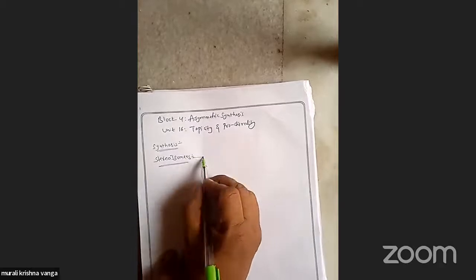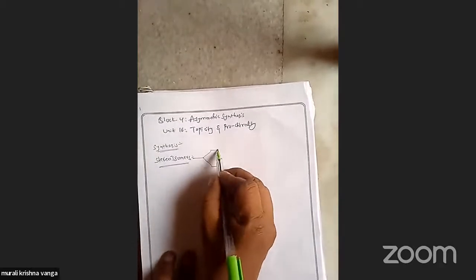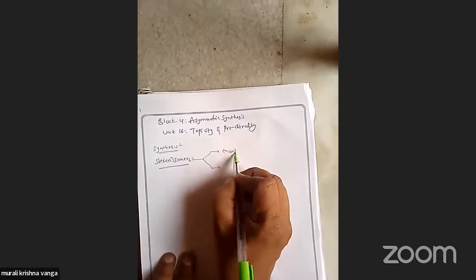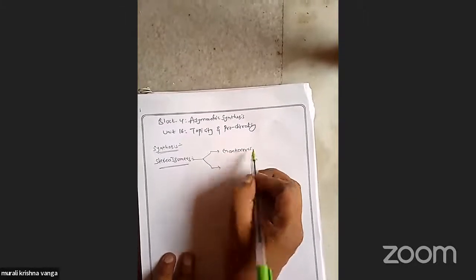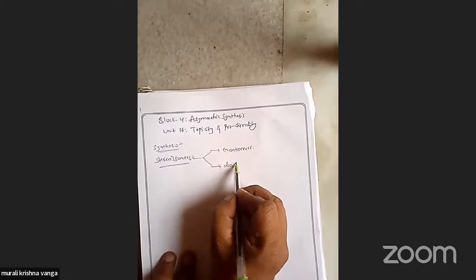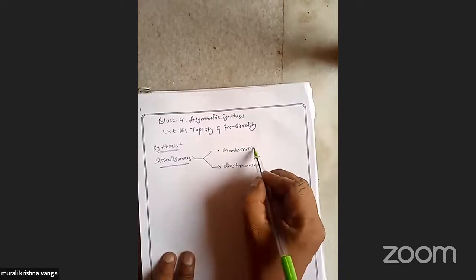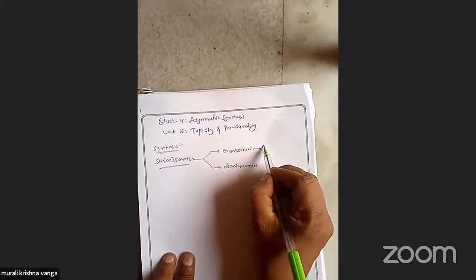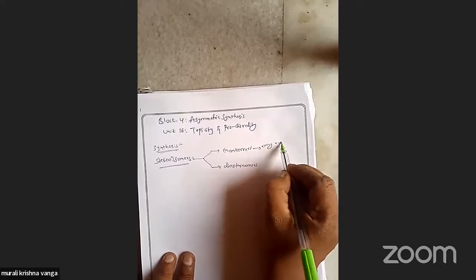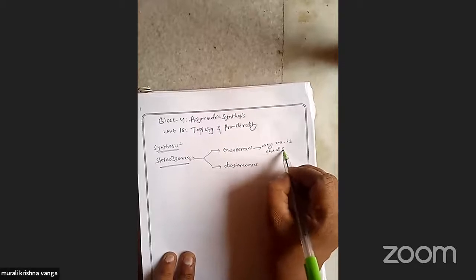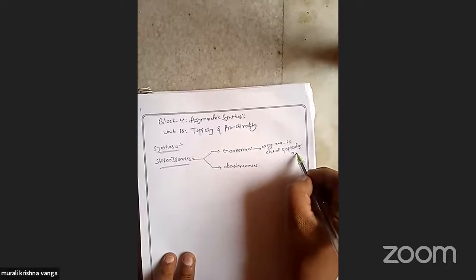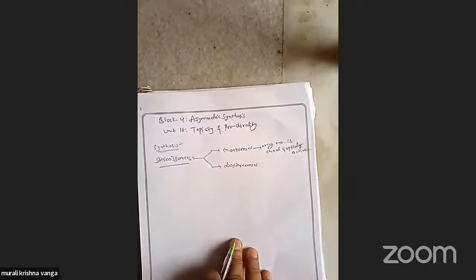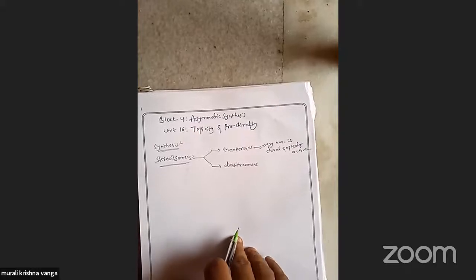Generally, stereoisomers are of two types. One is enantiomers, and the second one is diastereomers. Every enantiomer is chiral and optically active.